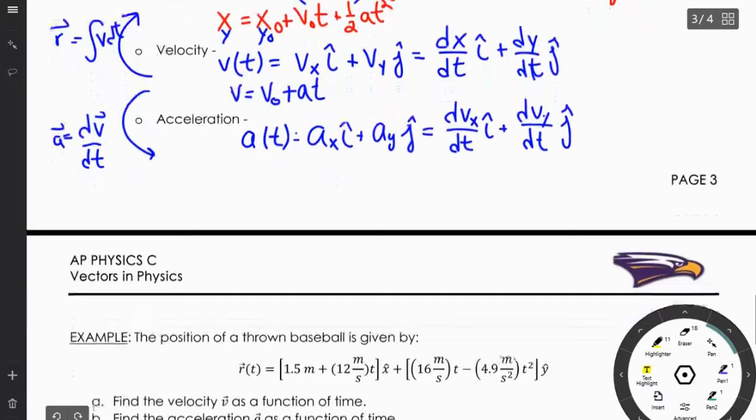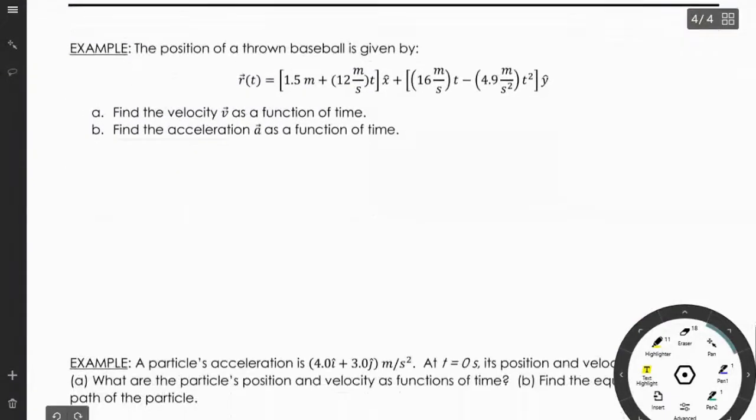So now here's a couple, excuse me. Sorry. So here's a couple examples, okay?